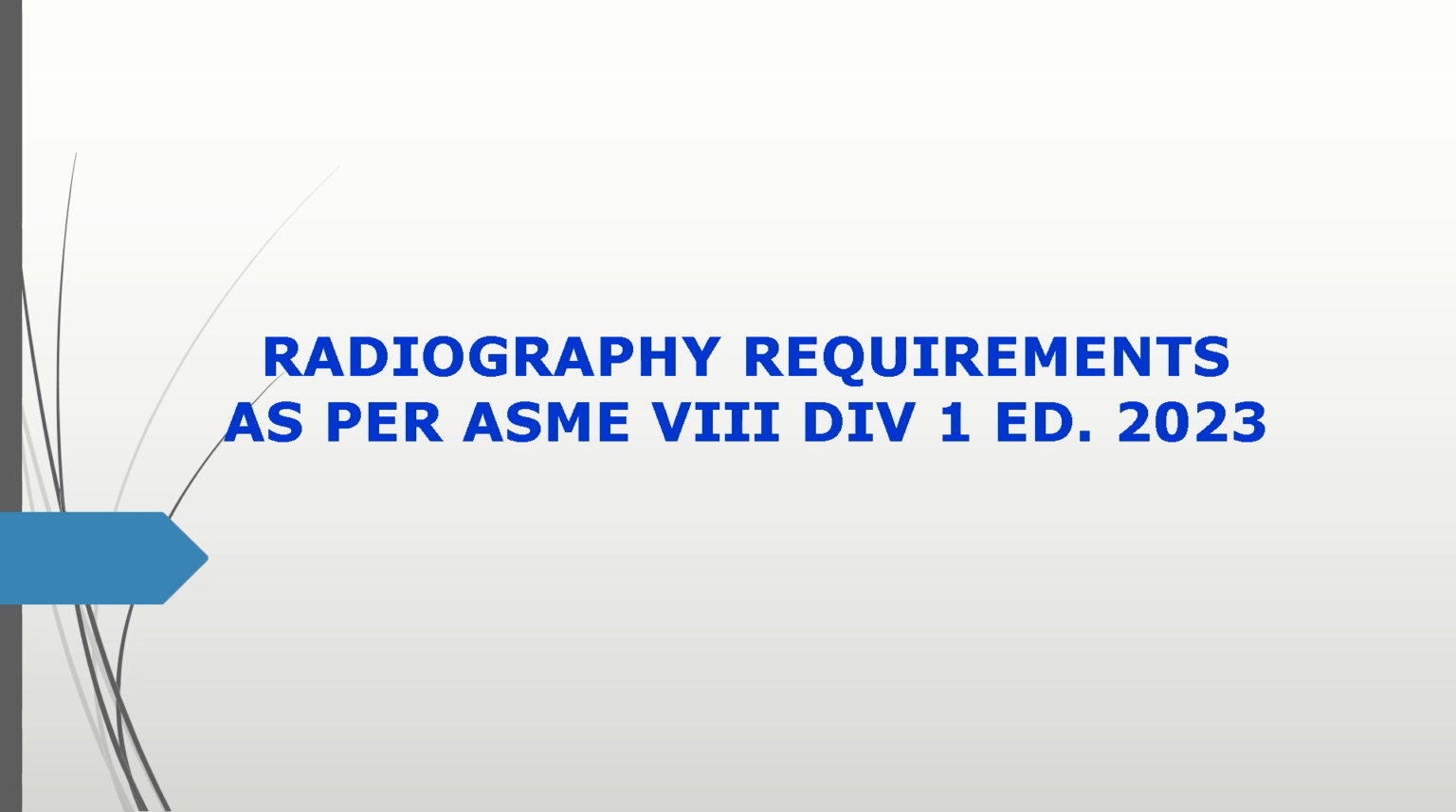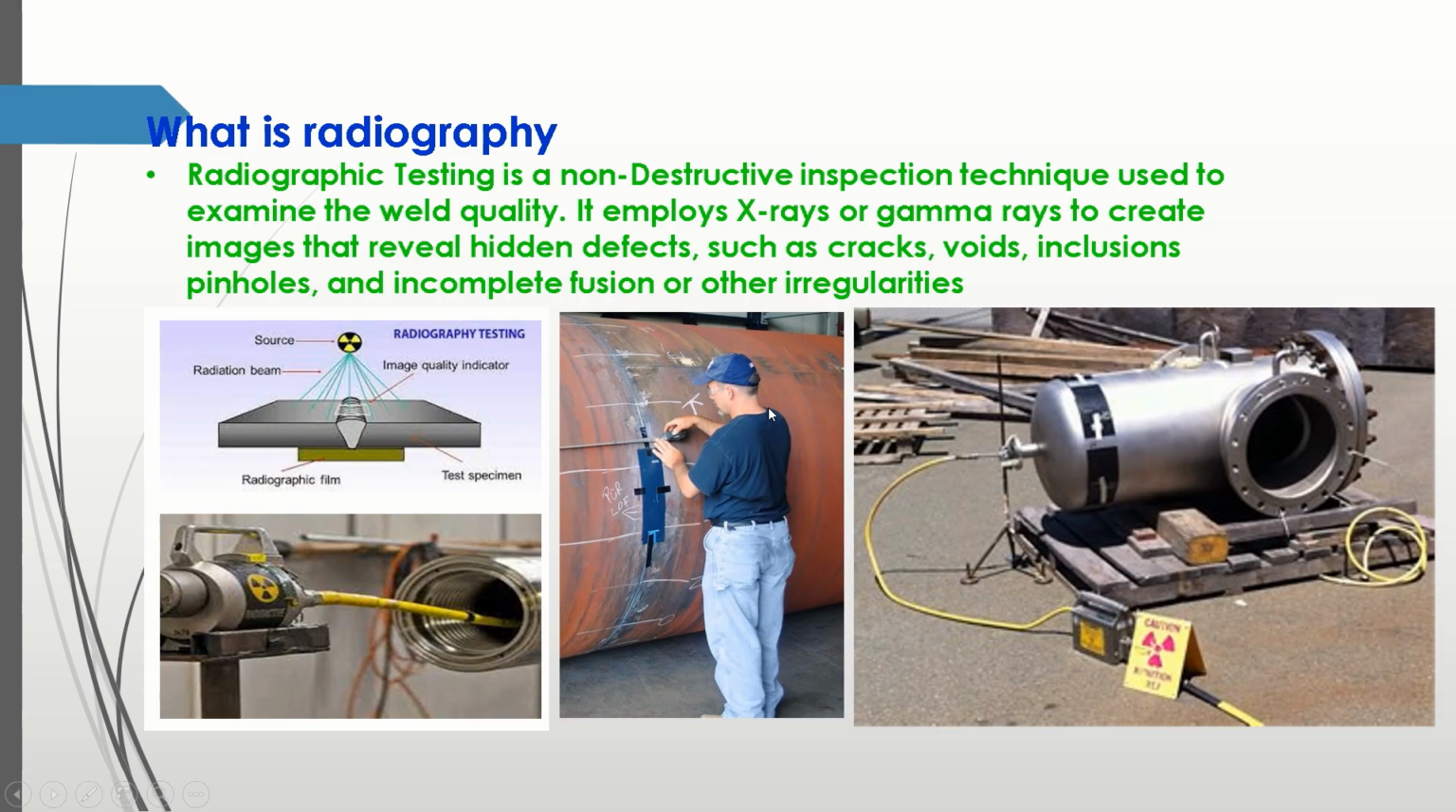Hello everyone. In this video, let us talk about radiography requirements as per ASME Section 8 Division 1 Edition 2023. Let us understand what is radiography. Radiography testing is a non-destructive inspection technique used to examine the weld quality. So it implies X-rays or gamma rays. And it detects different types of defects such as cracks, voids, inclusions, pinholes, incomplete fusion, etc.